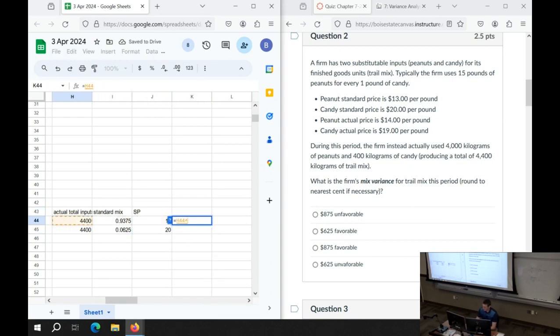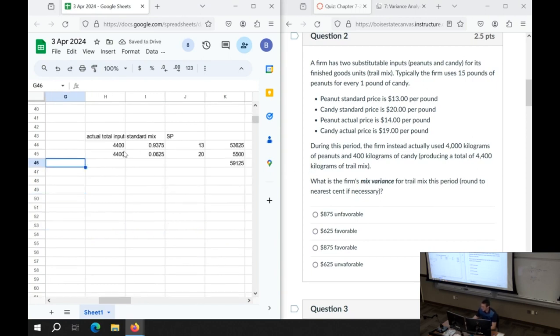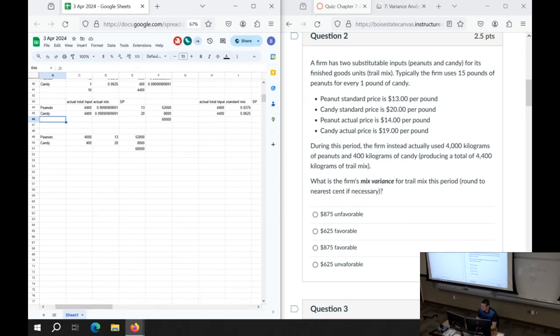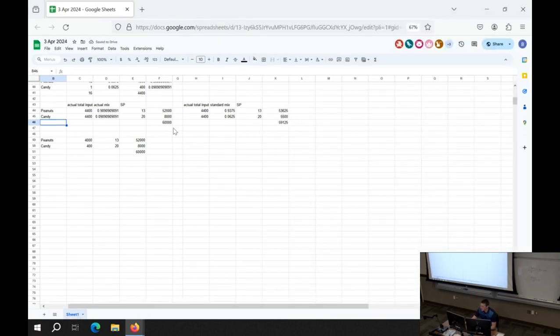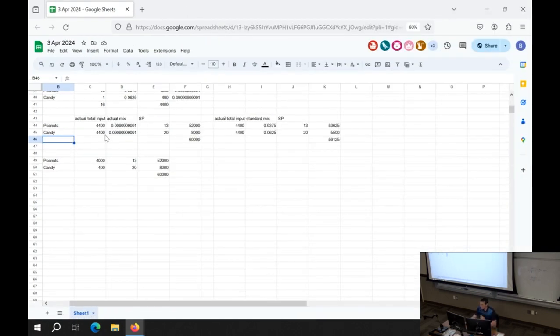Okay, let's multiply across. Okay, let me zoom out. And shrink some columns. I'm just going to have to make it bigger. That's fine. All right, so we have our actual side over here, which we could condense right here. We end up with the same number, 60,000.